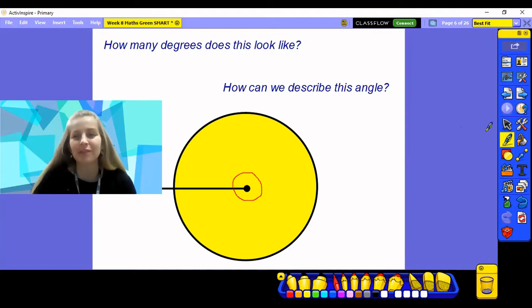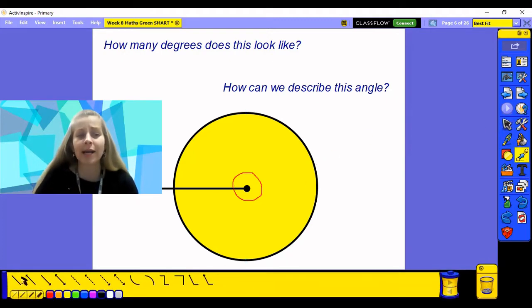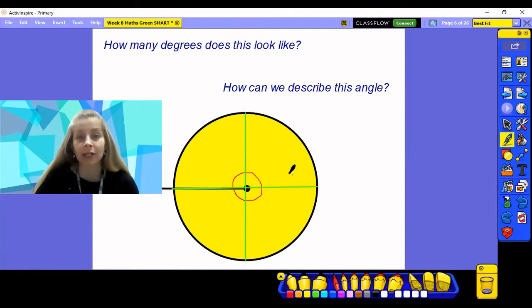Okay, so if you have remembered back, you will remember that a full turn, a full rotation, is 360 degrees. Now we can prove this because if we divide up our circle into quarters, we can go back to our knowledge of right angles. Our circle is made up of 4 right angles, and we should know by now, from year 3, that each is 90 degrees. So 4 lots of 90 degrees added together will give us our 360 degree measurement, our full rotation.